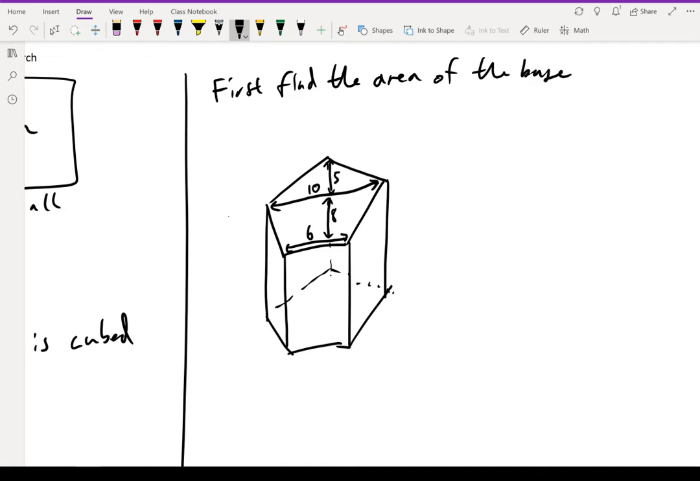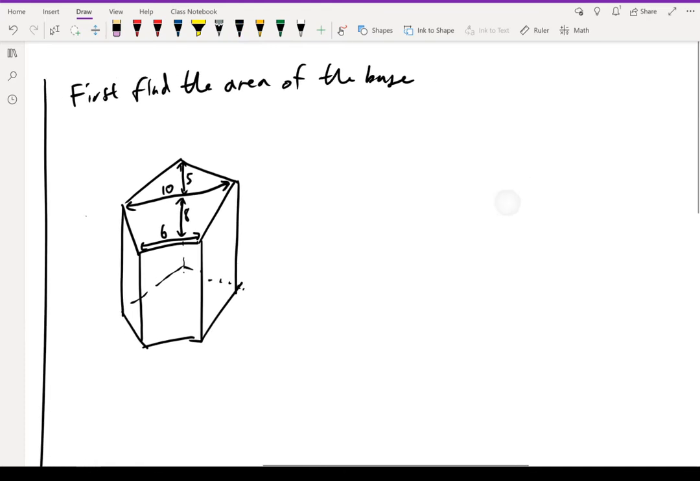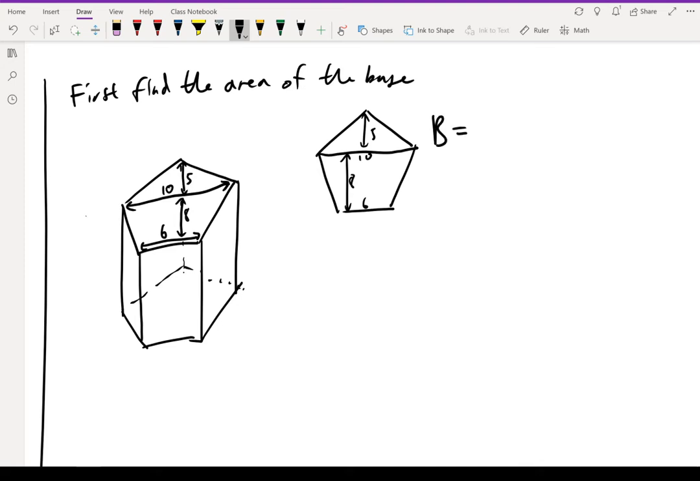If I look at this pentagonal prism and take the base out and draw it like this, it is separated into a trapezoid with base 1 of 10, base 2 of 6, and a height of 8, and also a triangle with a base of 10 and a height of 5. So the area of the base, B, is equal to the area of the triangle, which is 10 times 5 divided by 2, base times height divided by 2, plus the area of the trapezoid, which is (base 1 plus base 2), 10 plus 6, multiplied by the height, 8, all divided by 2.